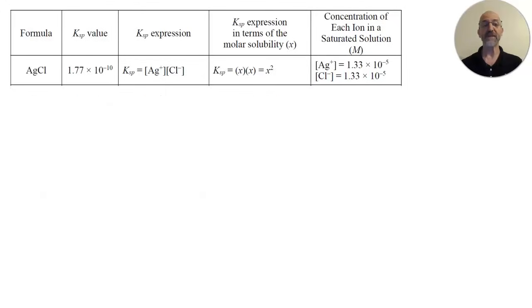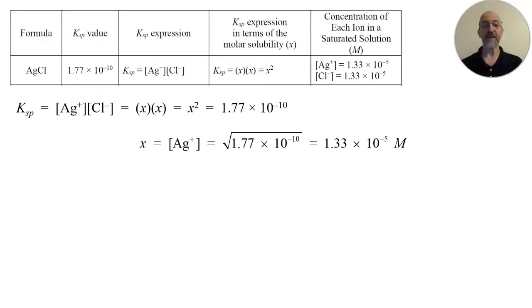So I'll start with the simplest example, which is the 1-to-1 ratio of the cations and anions in AgCl. All we have to do to determine the concentration of each ion is take the square root of the Ksp value. And when I take the square root of the Ksp, I get 1.33 times 10 to the negative 5, which is not only the concentration of the silver ion, but also the concentration of the chloride ion in this saturated solution. Now, our next two examples have a 1-to-2 or a 2-to-1 ratio.